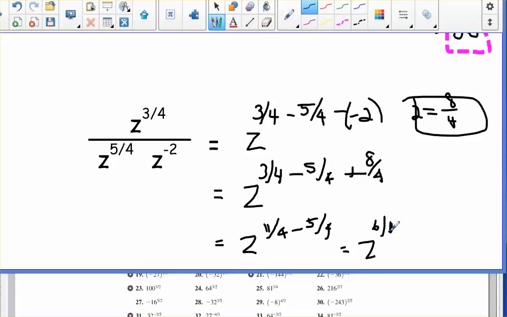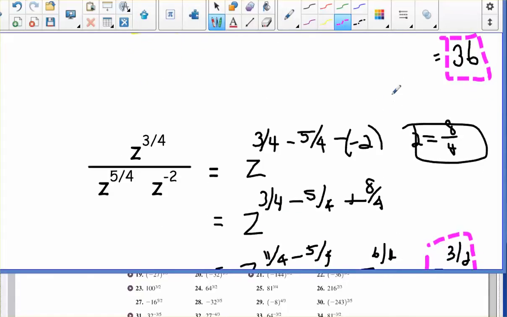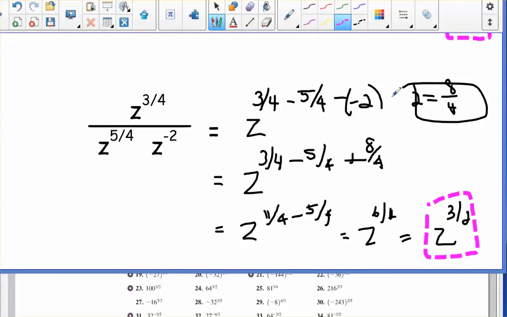And just recall that that's not in lowest terms, so I'm going to rewrite that as z to the 3/2 power. And that is your solution to this particular one. So remember, when you're doing these problems and you're looking for like bases, if you're dividing, you're going to subtract. If you're multiplying, you're going to add. And just follow your nose and reduce the fraction till you get your final answer.